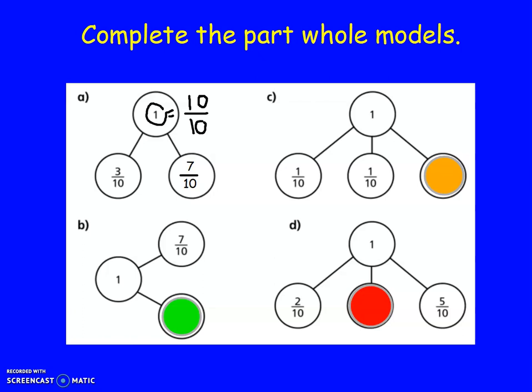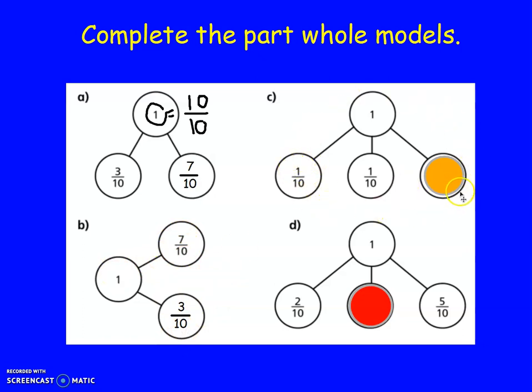Let's see how we've got on. Okay, so we know that 1 whole is 10 tenths. So in this one, in B, we've got 7 tenths. How many more tenths would we need to complete the whole? Well done. We would need 3 tenths. 3 add 7 is 10, and 10 is on the bottom.